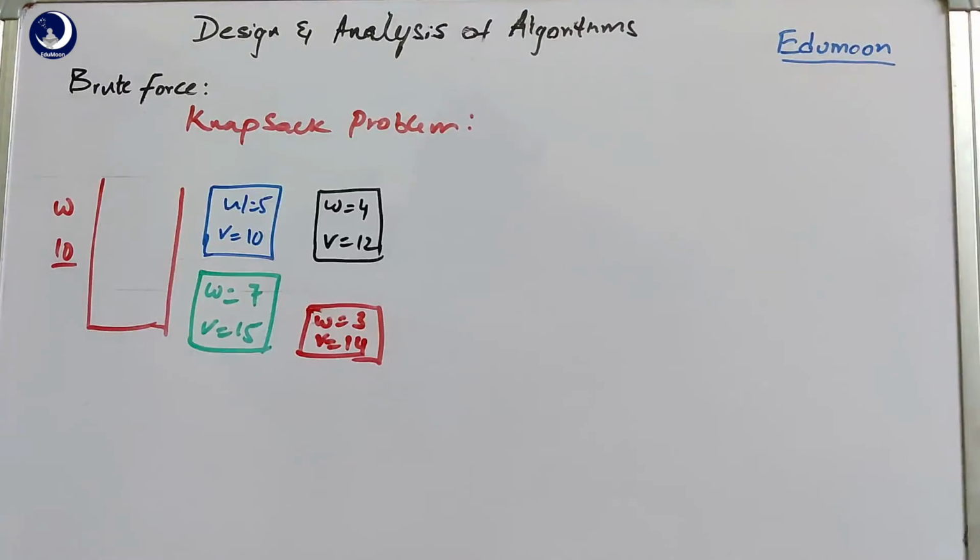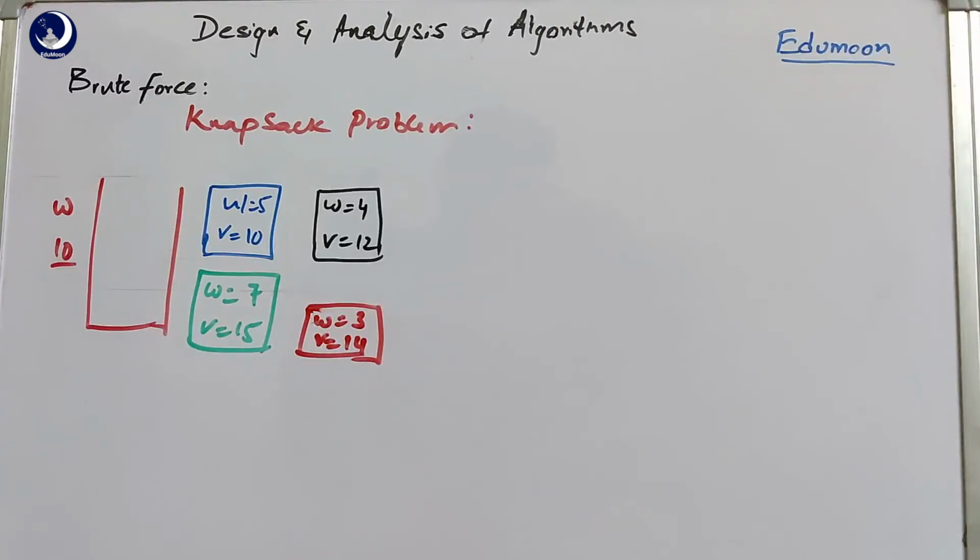So here we are assuming that we are taking 4 items. Each of them I have written in blue, green, black and red. The blue item has weight 5 and value 10. The black item has weight 4 and value 12. The green one has weight 7 and value 15. And finally the red one has weight 3 and value 14.